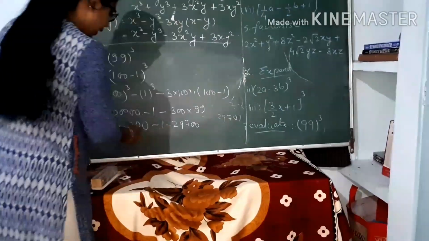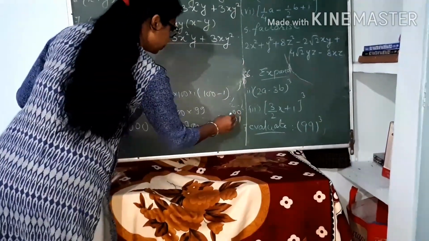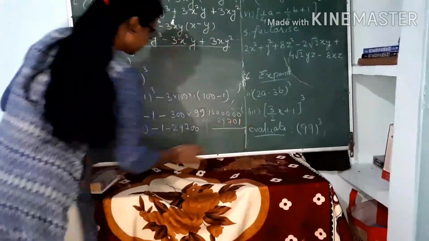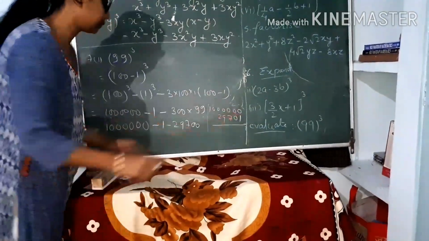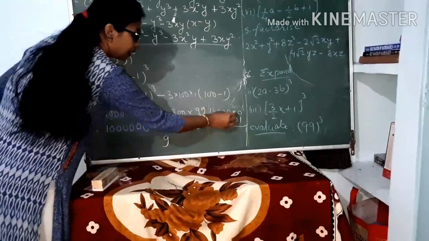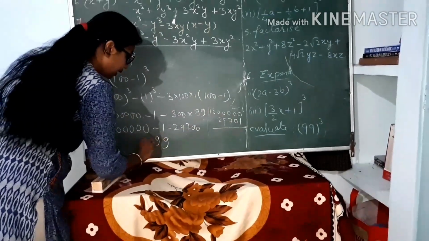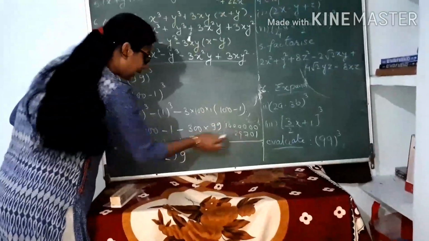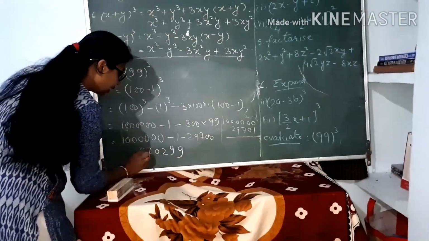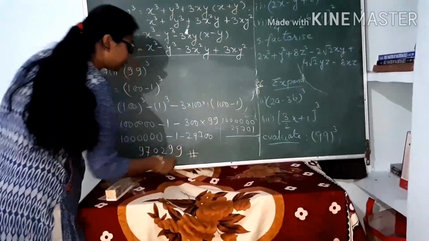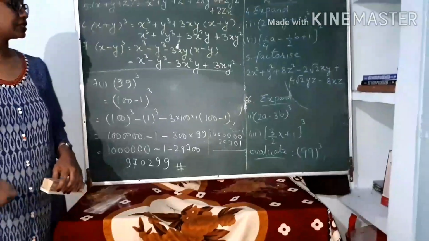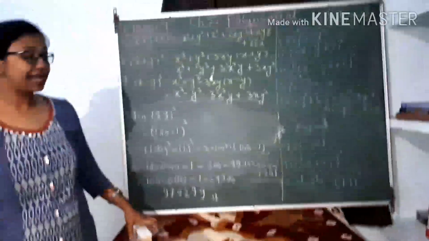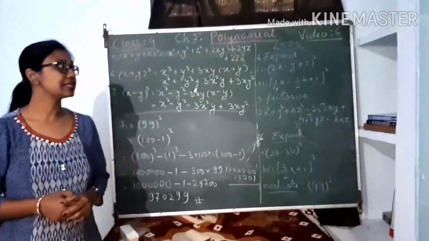Subtract it from 10 lakh. 1 2 3 4 5 6 1 0. If you subtract, what will you get? Here you will get 9. Here also 9. Then 2. Then 0. Then 9 minus 2 is 7. And then 970299. So these are the questions. You solve them, and the rest of the identities we will discuss in the next video.